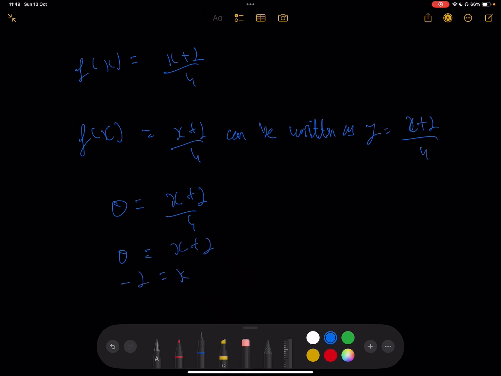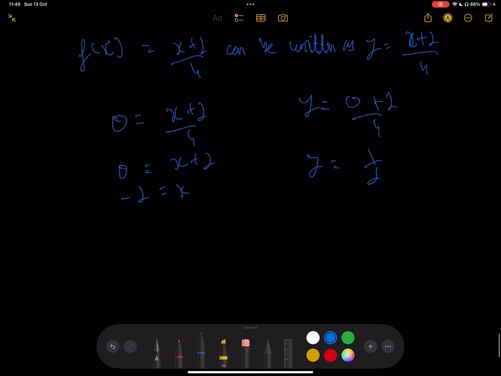And we can do the same for y, but we know that at the y-intercept, x is equal to 0, so we have y is equal to 0 plus 2 over 4, therefore y is equal to 1 half. So the coordinates for the x-intercept would be (-2, 0), as we know y is 0 at the x-intercept, and the intercept for y would be (0, 1/2), as we know x is 0 at the y-intercept.